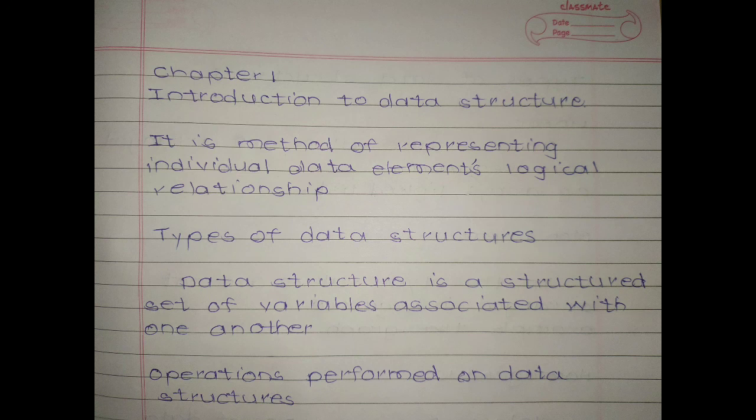So let us take example of house. If house is a data, then number of floors of that house is another data, then number of rooms of that house, then name of that house is another data.